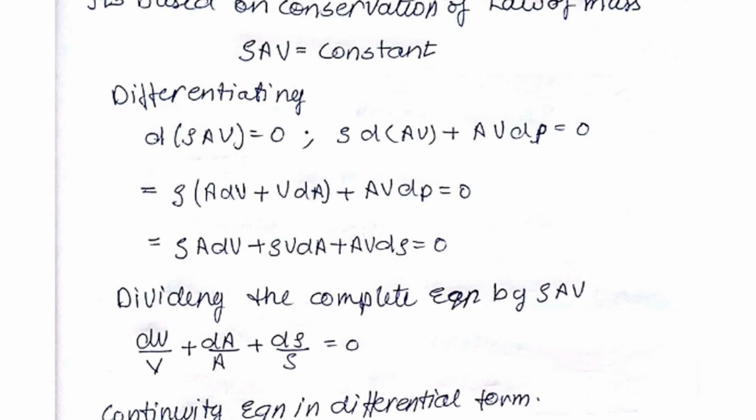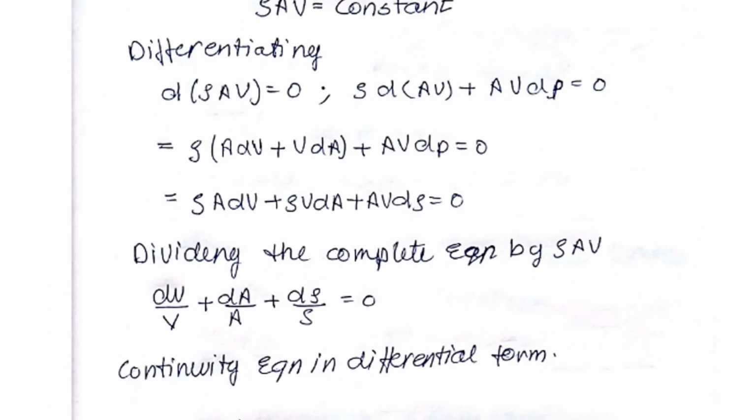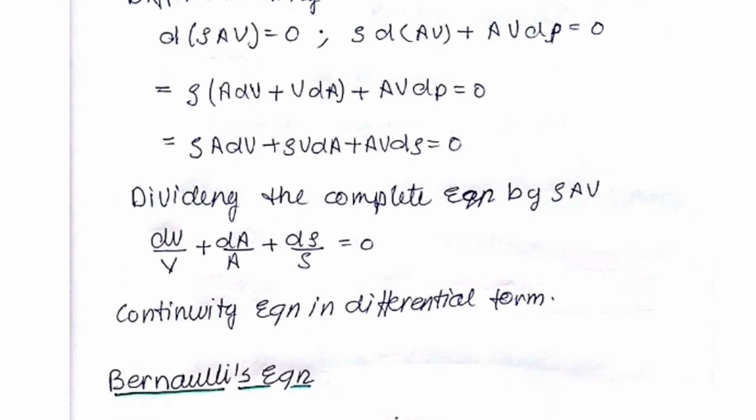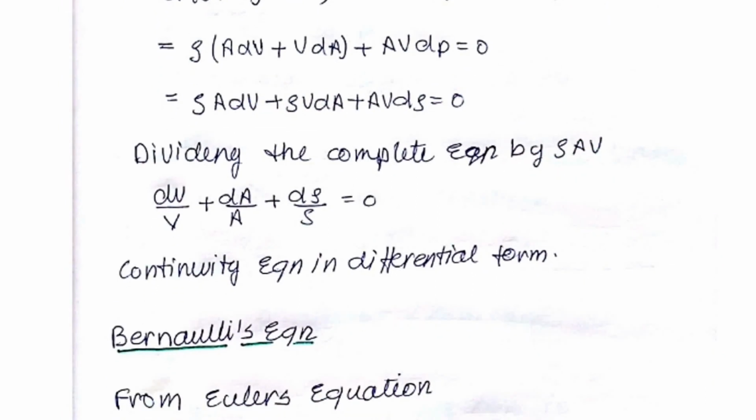Here we will also differentiate A V. So this will become A into dV plus V into dA, whole into rho, plus A V into d rho, will be equal to 0. If we remove the brackets, we get this as the complete equation. If we divide this whole equation by rho A V, we'll get this relationship, and this equation is called the continuity equation in the differential form.